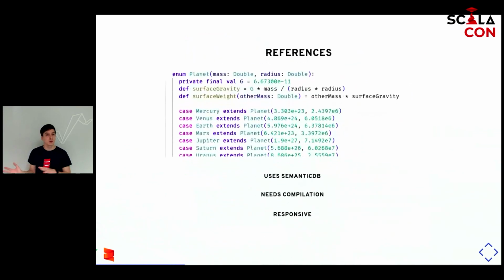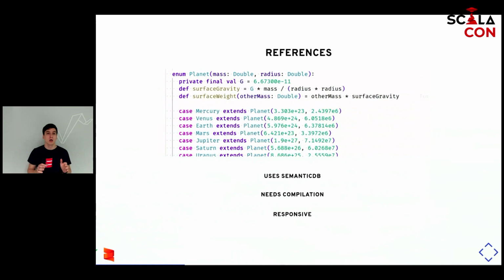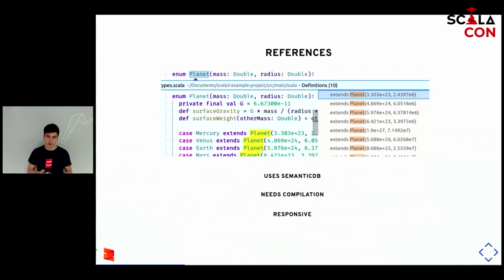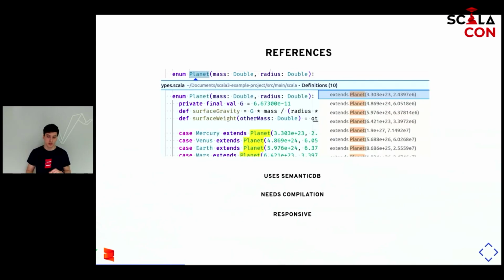A companion to go-to definition is references, which searches all references to a particular symbol that you might be interested in. And it also uses SemanticDB. It only uses SemanticDB currently. So it needs compilation, but thanks to the fact that it's done during compilation and is already possible to use just after you compile the code base, it's quite responsive and it's really nice to use.